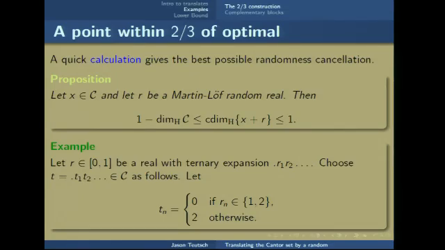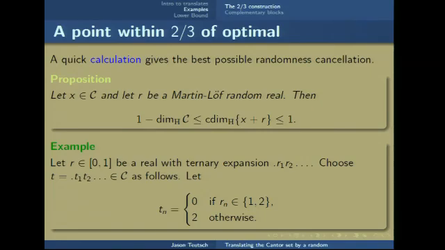So here's kind of a naive idea how you can first try to find a point which has low constructive dimension. I'm going to show how you can get a point within 2/3 of optimal, which is pretty simple. First of all, if you just take any point in the Cantor set and a Martin-Löf random real and you add them together, the dimension has to be between 1 minus log 2 over log 3 and 1.